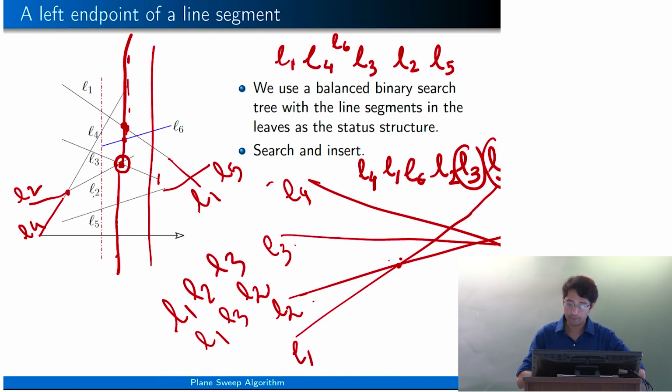Here, what is the neighborhood before this? L1, L2, L3, L4. Here, L1 intersects L3. Here, L4. So when you reach the end point, game is over. How many intersections have happened in between, you don't know. What changed what? You can find out.